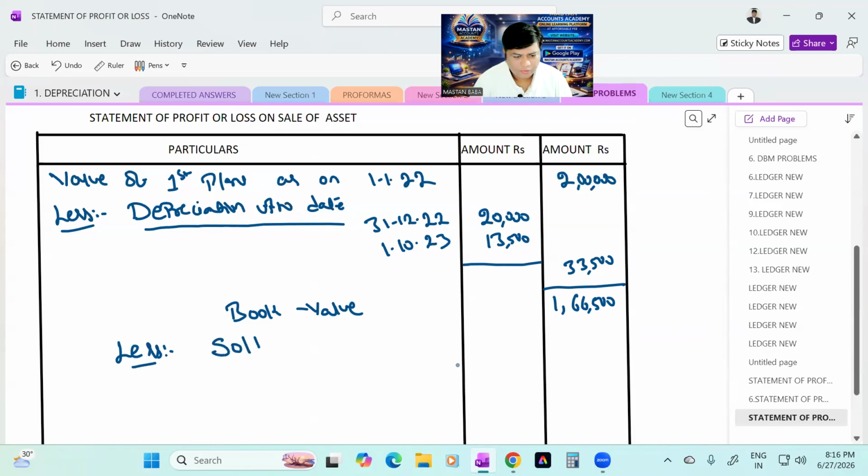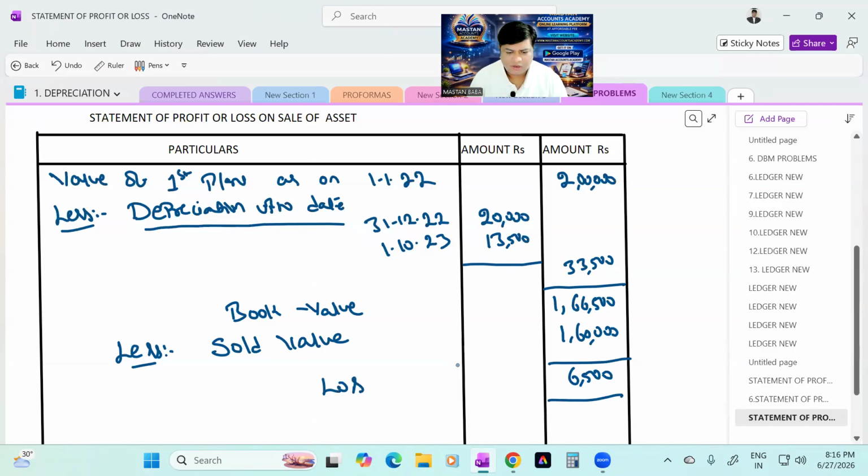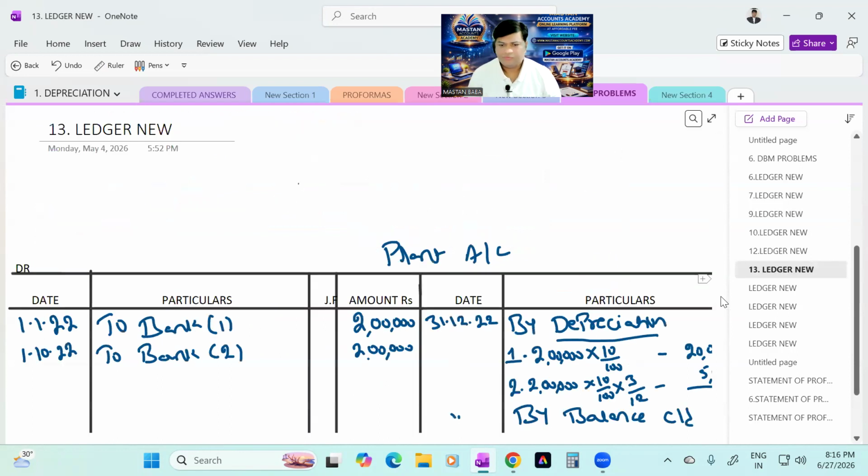sold value. What is the sold value? 1,60,000. So just calculate. Our book value is 1,66,500, but sold for 1,60,000. So obviously it's a loss. How much loss is a very simple calculation, 6,500, and this is our loss. 6,500. And go to the main answer.